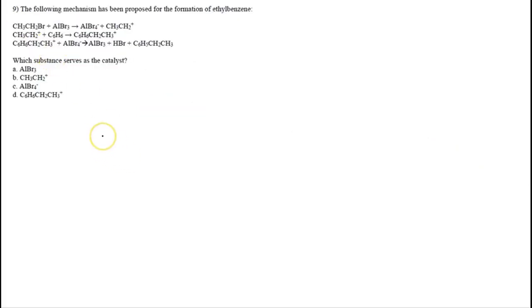Okay, so for number 9, it says the following mechanism has been proposed for the formation of ethyl benzene. So it's telling us we have a mechanism. That means we're going to have a series of steps of reactions. And what else does it mean when you have a mechanism? We're probably going to see intermediates, because we already saw a reaction mechanism before where we had to get rid of an intermediate in order to write the proper overall rate law. So when I'm thinking of mechanisms, yes, we know we're going to have intermediates. And so what we have to be able to do is identify intermediates.